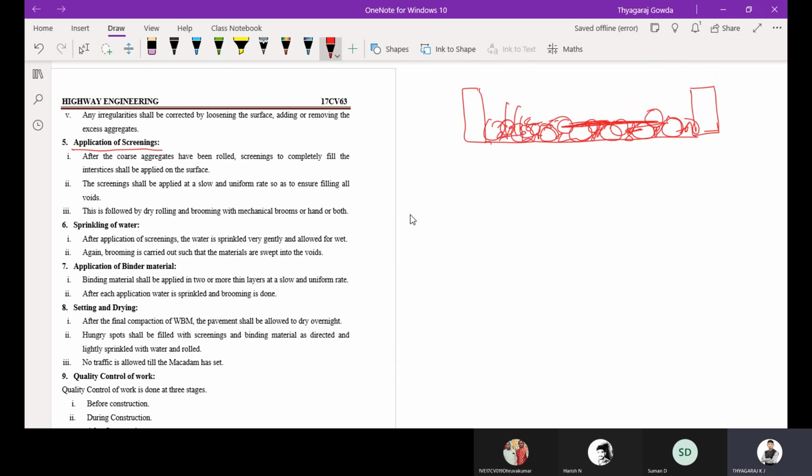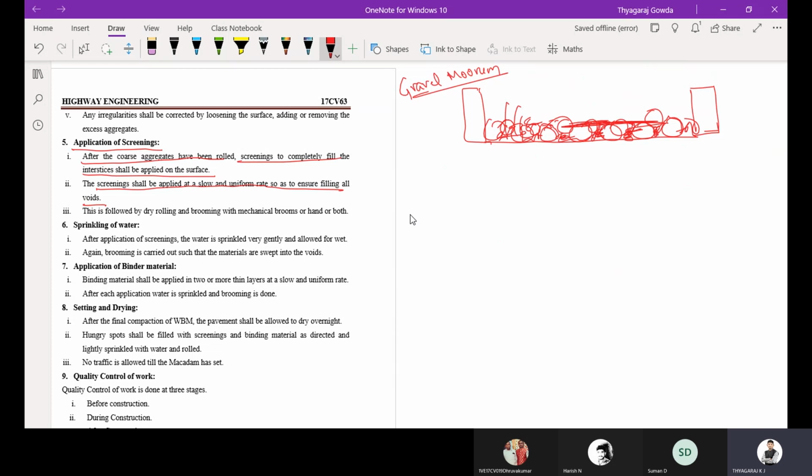So after the coarse aggregates have been rolled, screening to completely fill the interstices shall be applied on the surface. The screening material, like gravel or murram, is added on the top surface of the aggregates, and screening shall be applied at a slow and uniform rate so as to ensure filling all voids. So all the voids between the coarse aggregates are filled using a screening material. You are going to make sure that the screening material is applied uniformly.